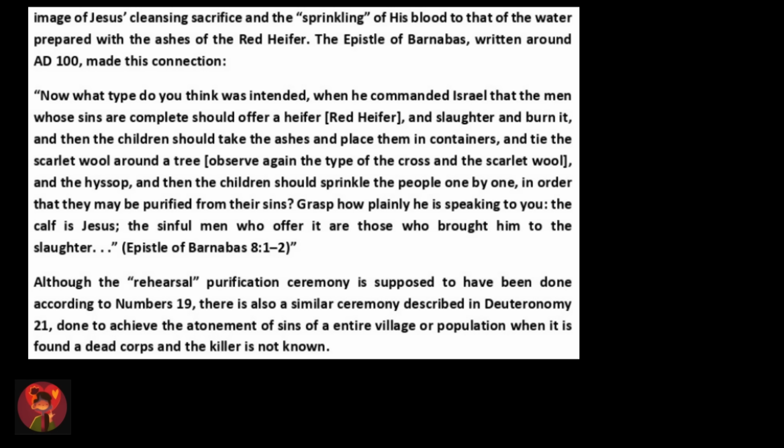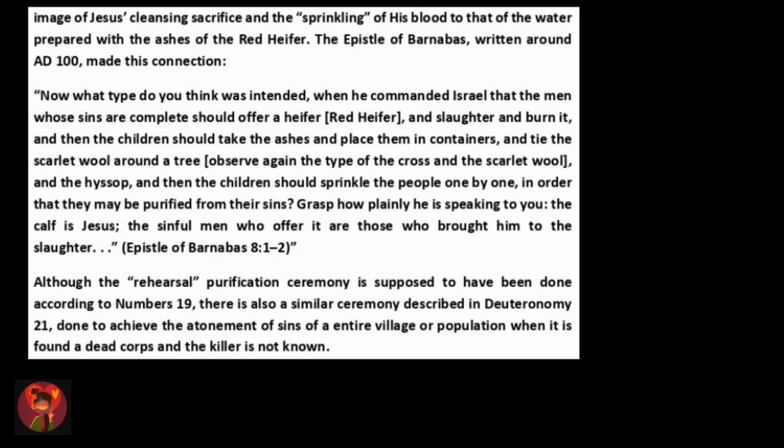"Now, what type do you think was intended when he commanded Israel that the men whose sins are complete should offer a red heifer, and slaughter and burn it, and then the children should take the ashes and place them in containers, and tie the scarlet wool around a tree? You observe again the type of the cross and the scarlet wool, and the hyssop, and then the children should sprinkle the people one by one, in order that they may be purified from their sins. Grasp how plainly he is speaking to you. The calf is Jesus. The sinful men who offer it are those who brought him to the slaughter." Epistle of Barnabas 8:1-2.